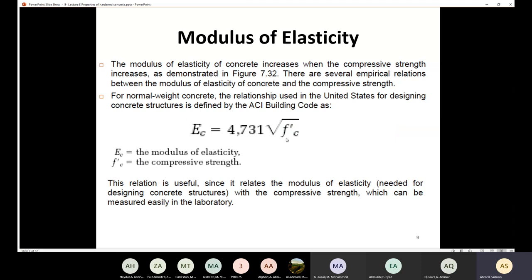So this formula here is an empirical equation. You know that an empirical equation means this formula has been derived based on experiment, not based on theory. So the units there are not going to be the same as the units here.